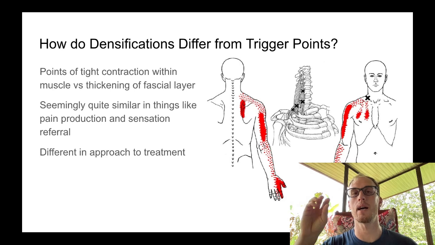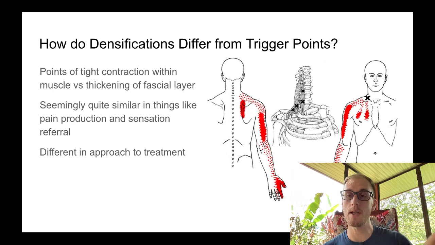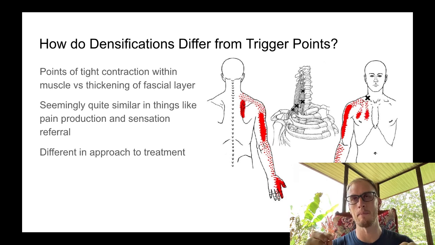But trigger points are uniquely muscle based. Densifications are uniquely fascial tissue based. And so when we are exploring the body with our movement practices or with our manual work, we have to be able to distinguish between what's fascial in nature and what is muscular in nature in an effort to be more effective in the work that we're doing. So they are distinct physiological events.